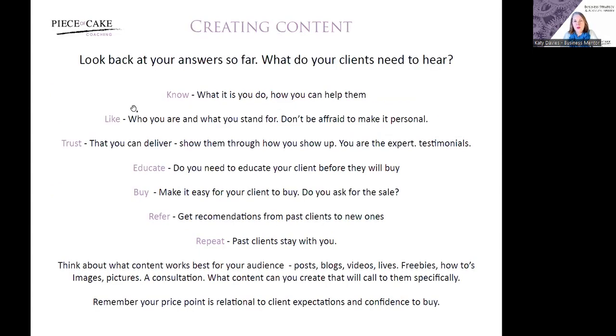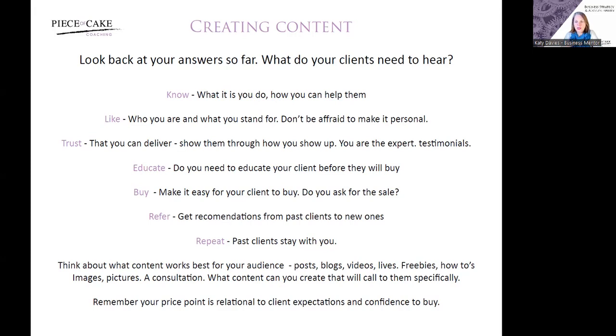So if we go back and look over some of this, the content we're going to try and put out is basically for your audience to know what you do, how you can help them, who you are, and what you stand for. Like I said, don't be afraid to make it personal. Trust that you can deliver, and show them how you show up, that you are the expert. Obviously there are testimonials, but in this day and age, with all the different content out there, it's more than that. It's how you actually show up.